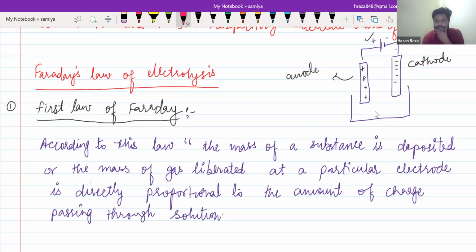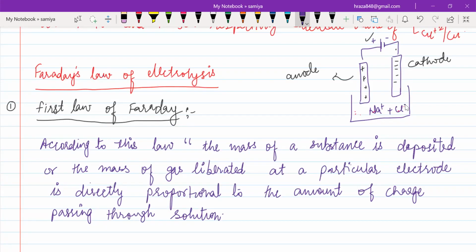Now see, there is a solution of NaCl in molten state. You can call it for now NaCl solution in molten state. So when NaCl will be in solution, it will be dissociated into ions Na plus, Cl minus. Yes or no? Since it is in aqueous or molten state, it will be in the state of Na plus and Cl minus. Is that clear? Ayman, Samia, Madiha? Yes, sir. If you have any doubt, please let me know.